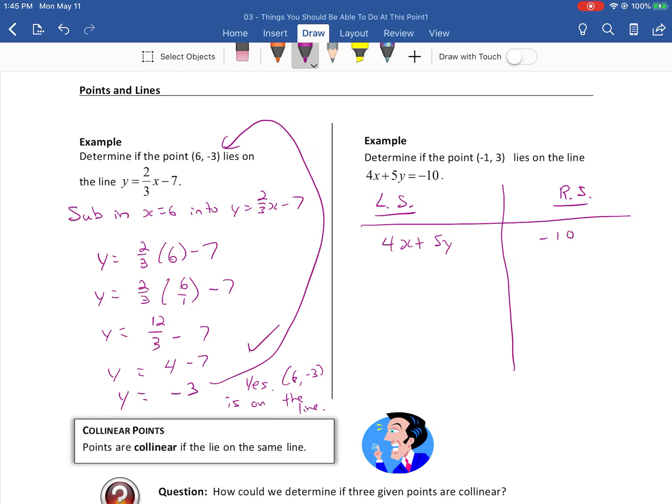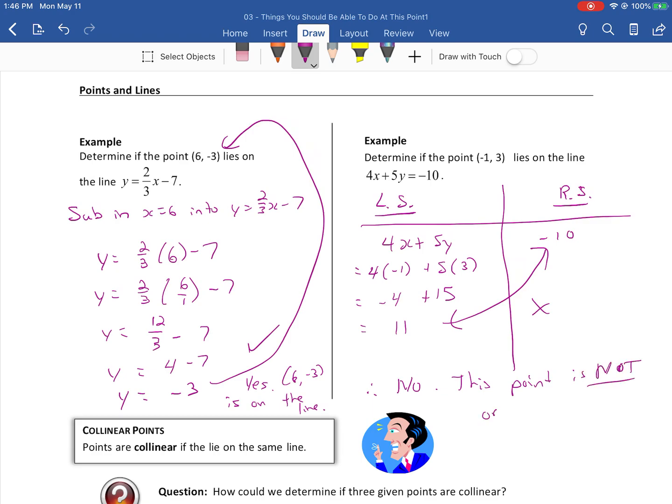It really is very similar to what I just showed a second ago, but it's just a different way of handling the setup. So I can sub in both the numbers here. 4 times the x value that they want to check, which is -1. 5 times the y value they want to check, which is 3. And I get -4 plus 15. Whoops, -4 plus 15. I said the right number, but wrote the wrong number. And I got 11. Oh, this does not check out. This point is not on the line.